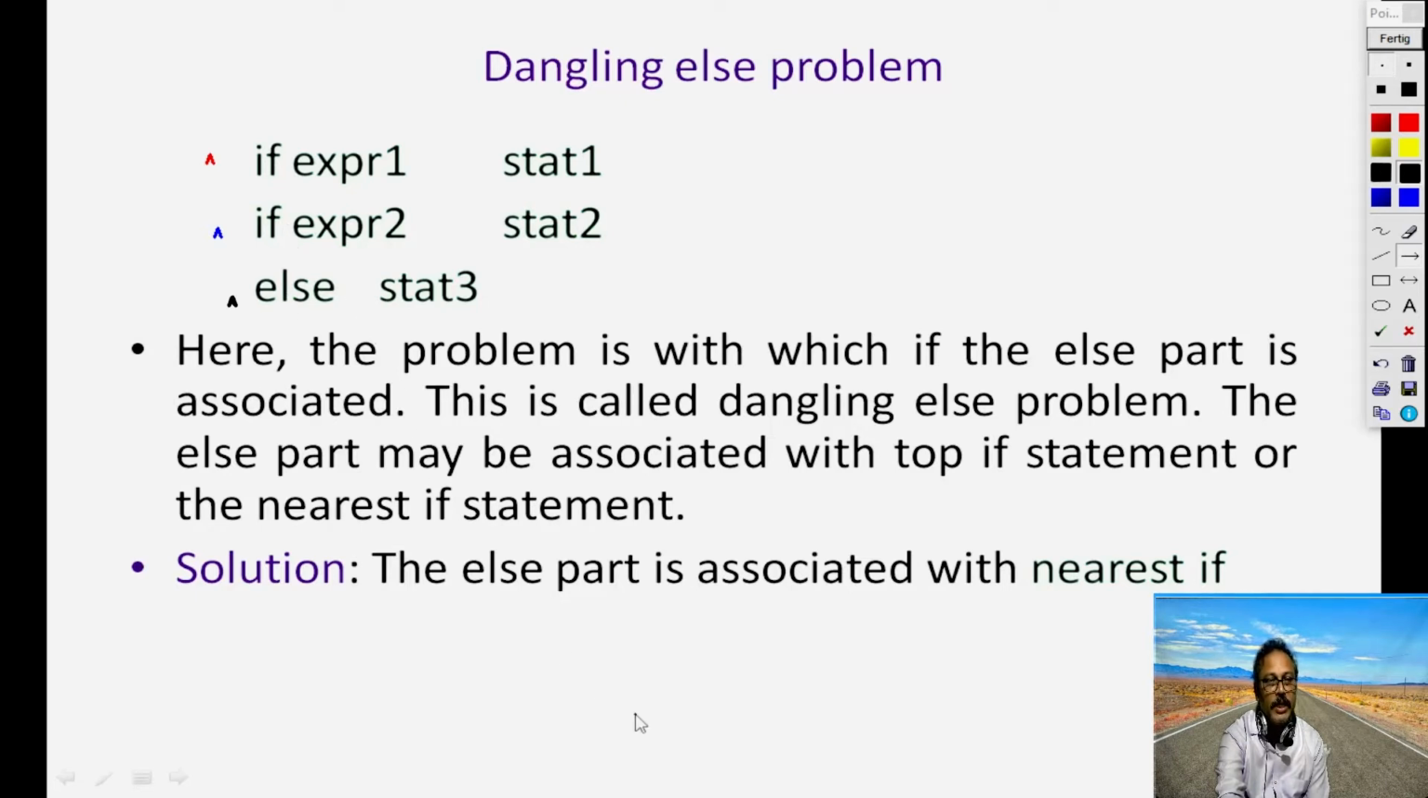This is called the dangling else problem, and the general solution is that the else part is associated with the nearest if. That means this else will be associated with this if, the nearest if. So that is the solution. Sometimes it may lead to confusion, that's why we discussed this dangling else problem. So better you use these flower brackets so that there is clarity. In case of any ambiguity, use those flower brackets.